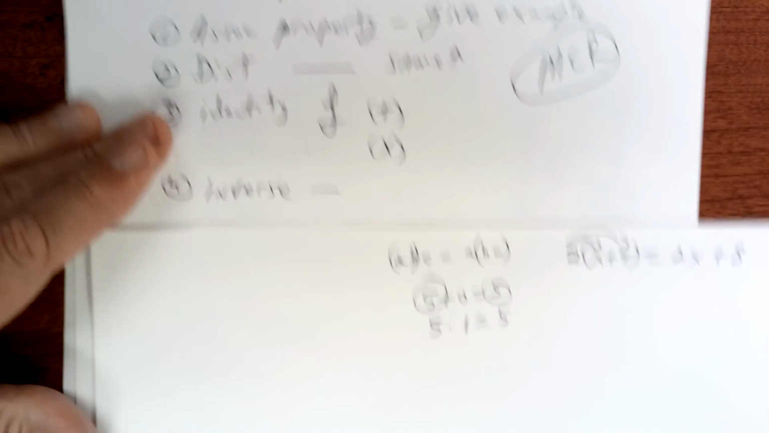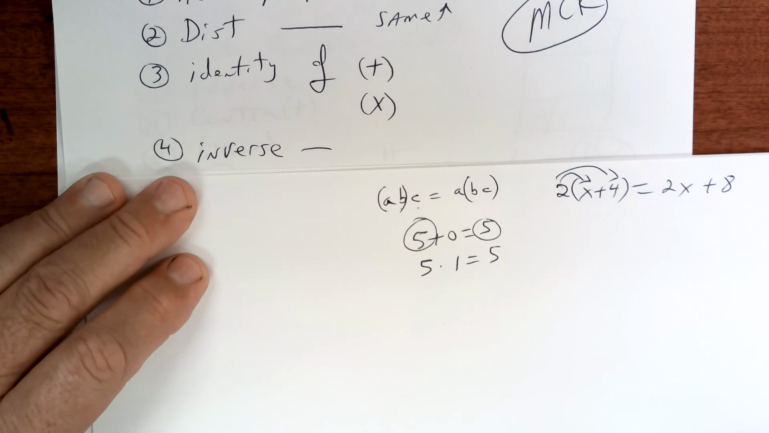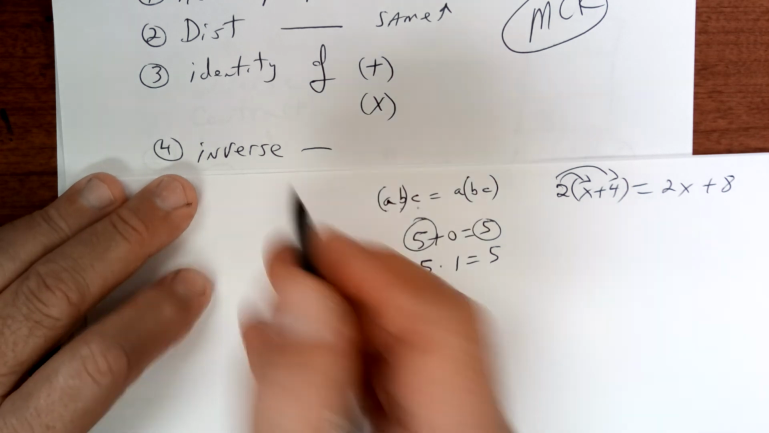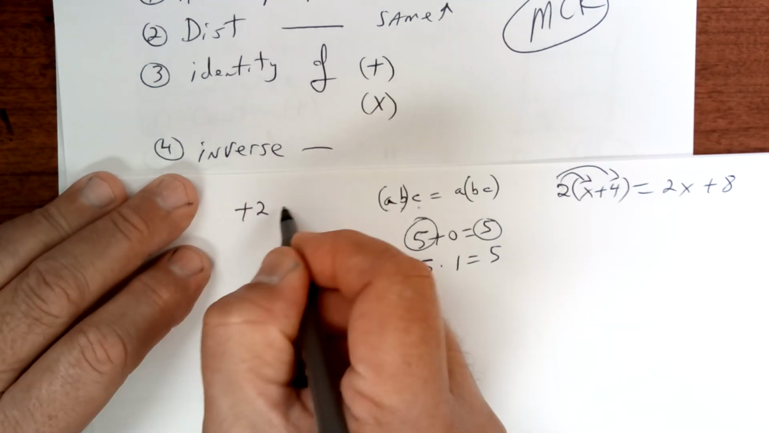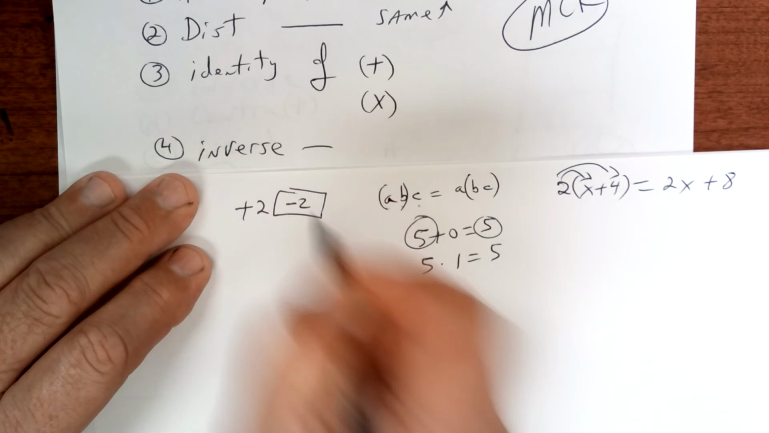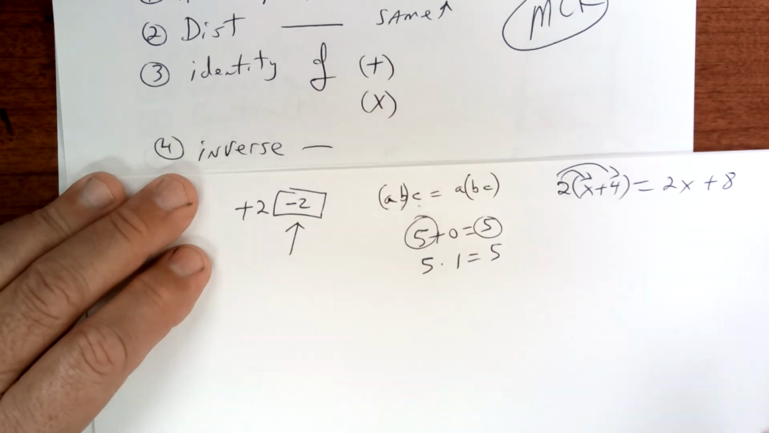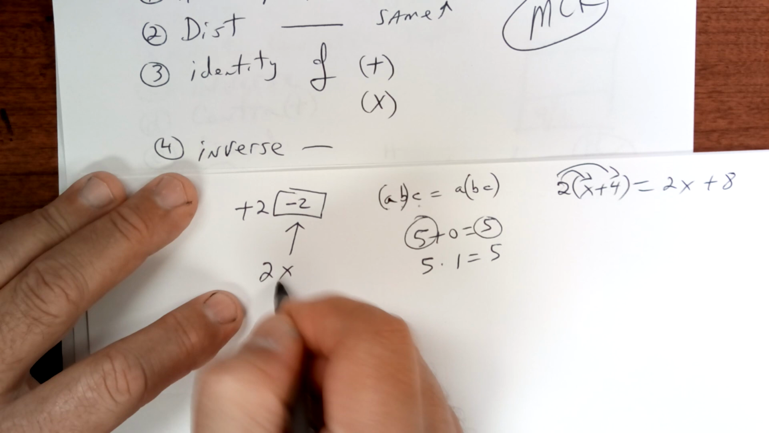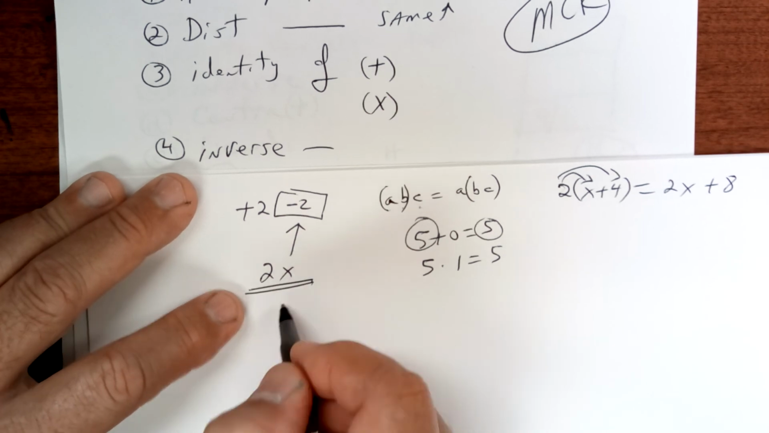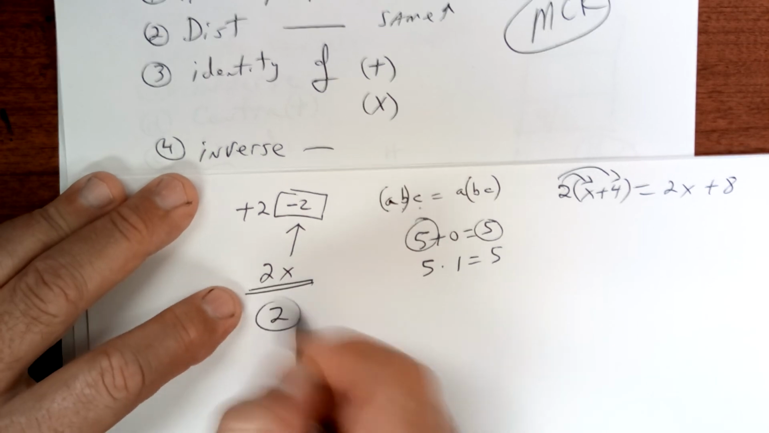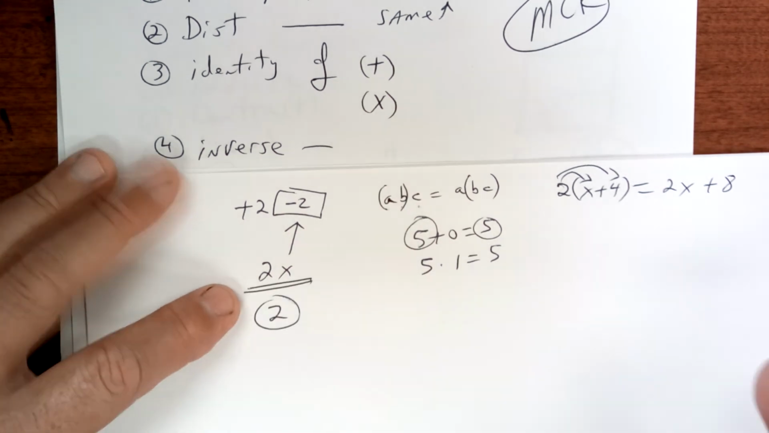The inverse property is the opposite. So it would be like positive 2, negative 2. Okay, it's the opposite. That's the inverse property. If you're multiplying 2 times x, the opposite is dividing by 2. Okay, the inverse is the opposite. All right, let's keep moving.